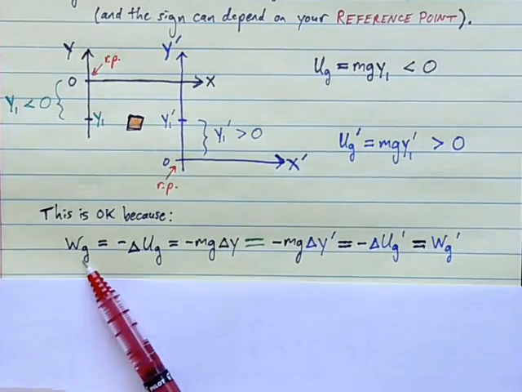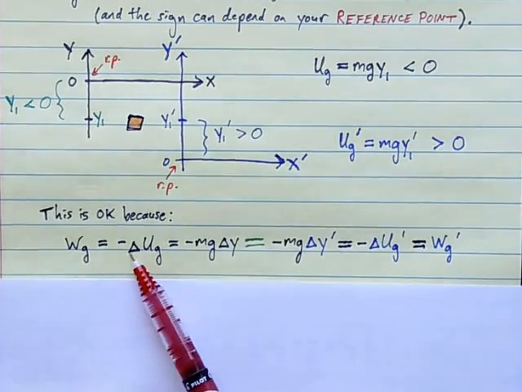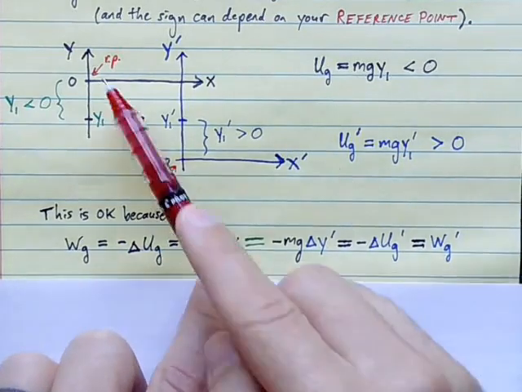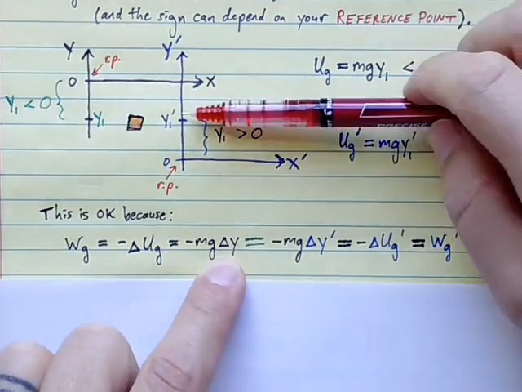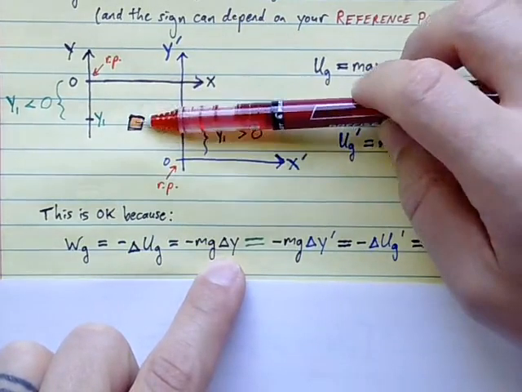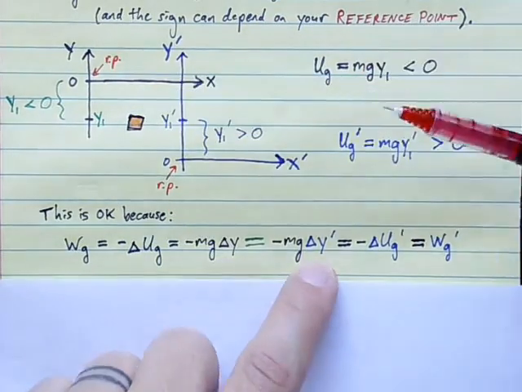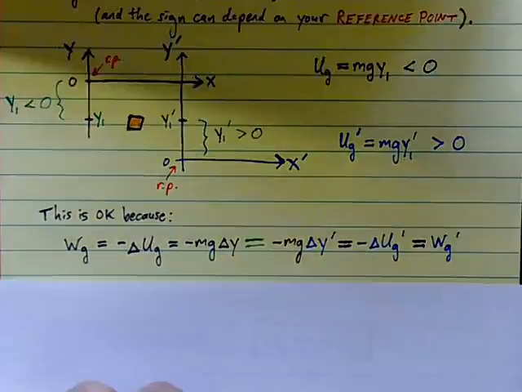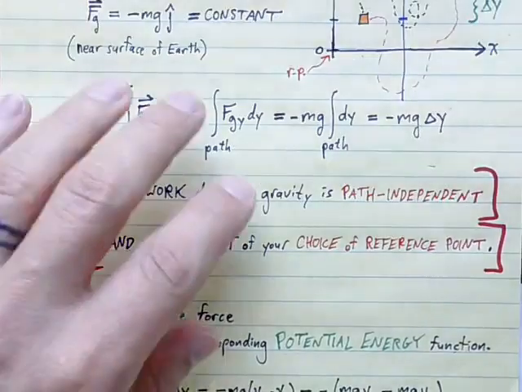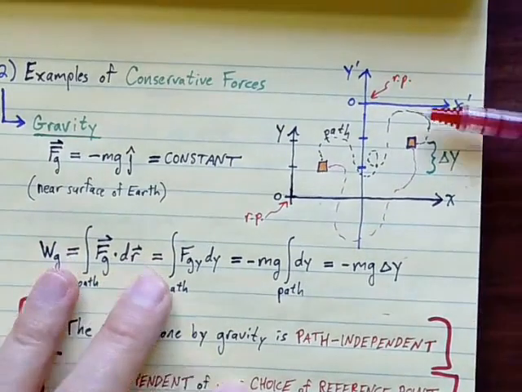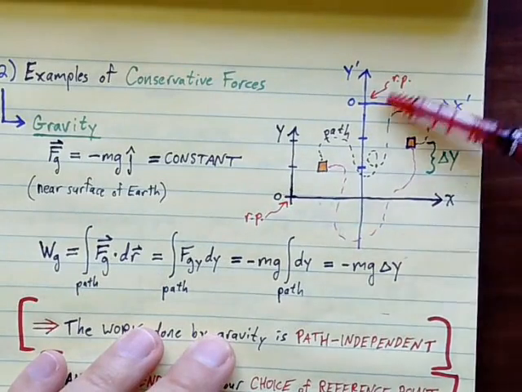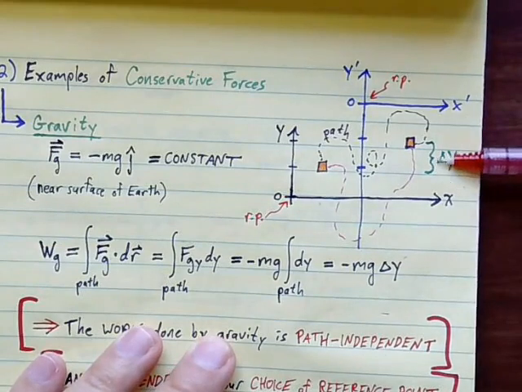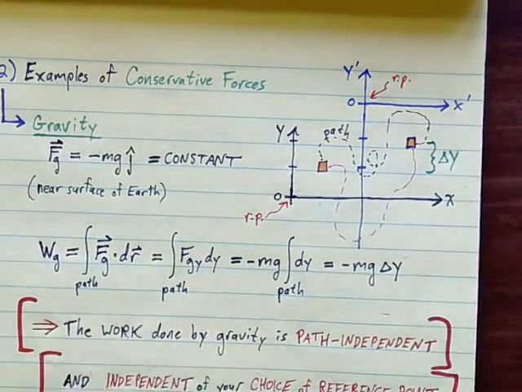The work that's done by the force of gravity equals the opposite of the change in UG, equals minus mg delta y in the black reference frame. But any change in y according to the black reference frame is equal to the change in y in the blue reference frame. They will both agree on the change in y. That's the point I made back here. Even though you have different reference points, both reference frames will measure the same delta y. That'll be the same to both of them.